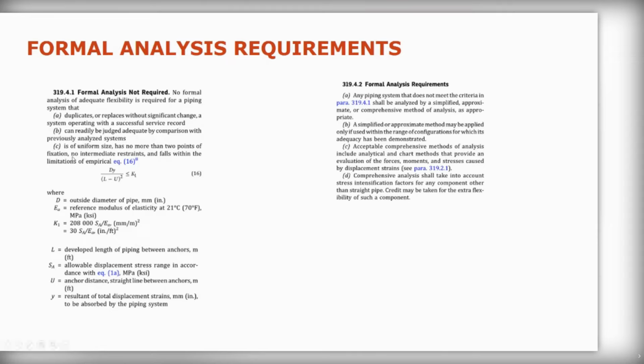And then there's C, and that's a bit of black magic that's in the code. So it says basically it has uniform size, has no more than 2 points of fixation, no intermediate restraints, and falls within the limitations. So what it says is, if you can take your pipeline and break it down into sections, and for each section you have no more than 2 supports acting. If you have branches coming off, that becomes very tricky to apply. But once you've done it, for each section, you can put this equation in.